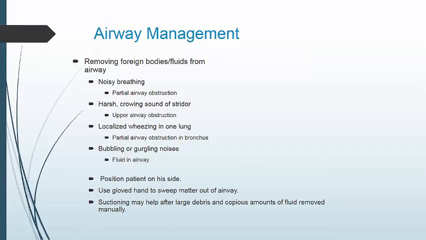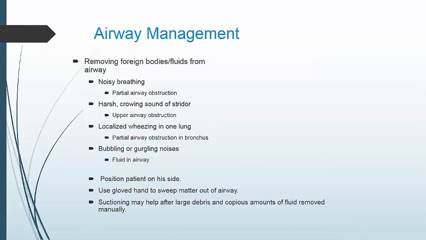Right, so noisy breathing is going to indicate a partial airway obstruction, as that air is forced through a narrowed airway or through fluid in the airway. That harsh sound of stridor is going to indicate an upper airway obstruction. Localized wheezing in one lung indicates an area of partial airway obstruction just in one side, usually one bronchus. And then, of course, your fluid or bubbly, gurgling noises are going to be fluid in your airway.